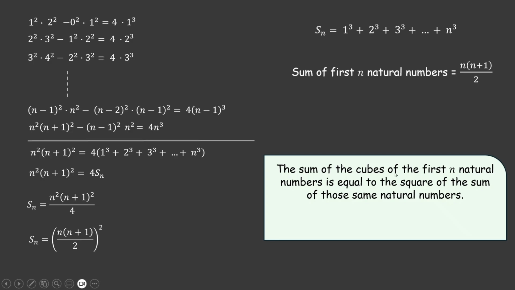The sum of cubes of first n natural numbers is also equal to the square of the sum of those same natural numbers. That is 1 cube plus 2 cube plus 3 cube and so on till n cube. The sum of this series is equal to this formula, and it is also equal to the square of the sum of first n natural numbers.